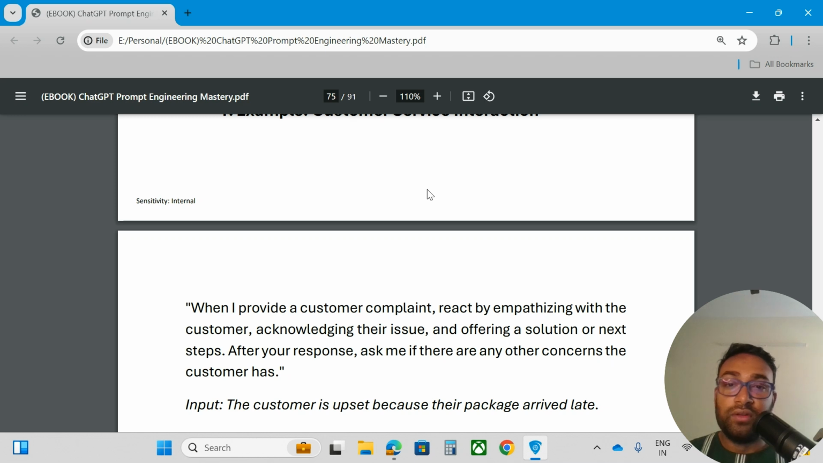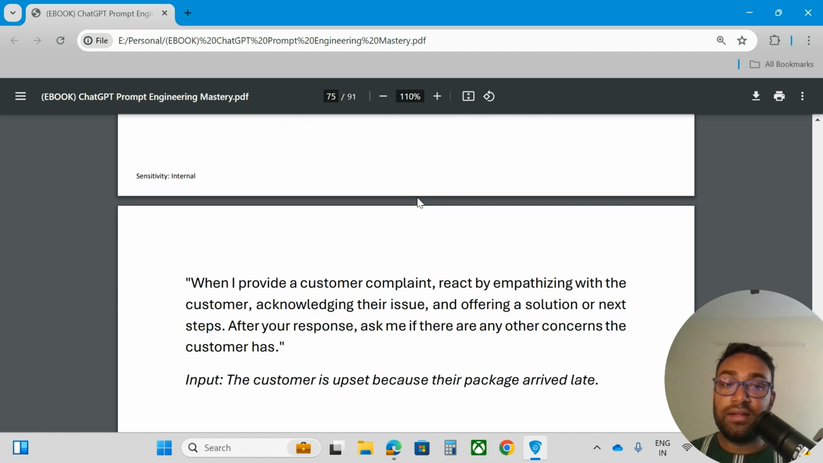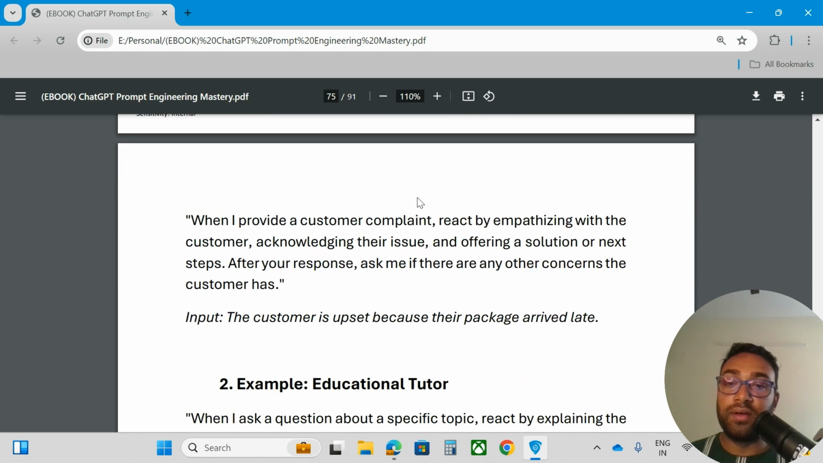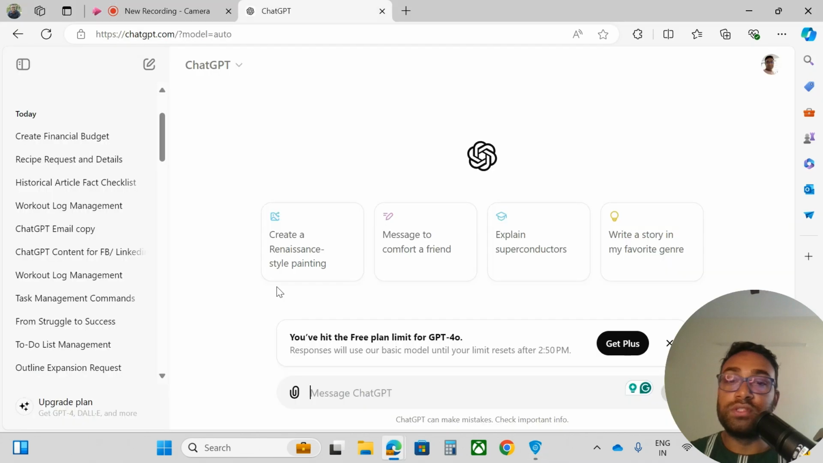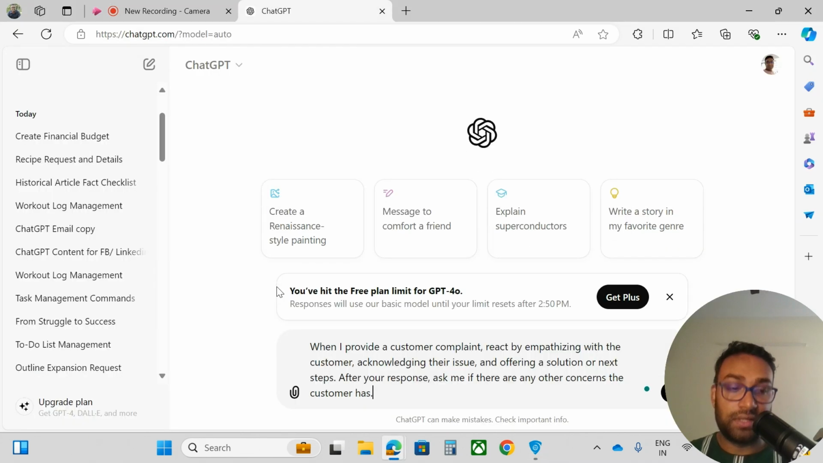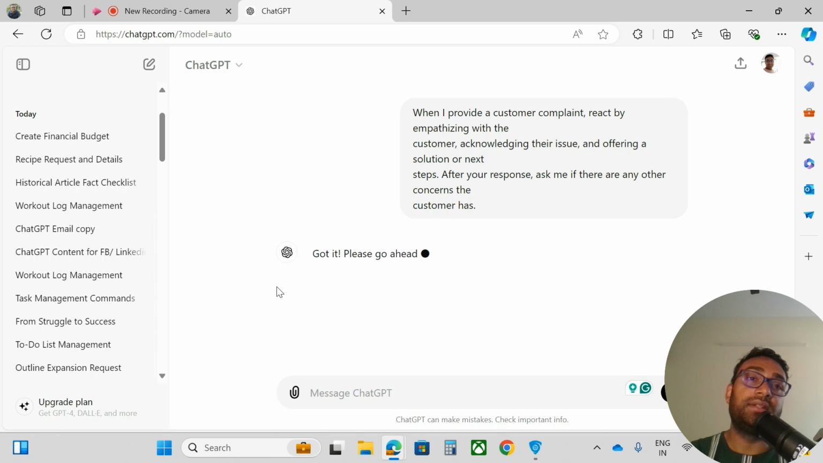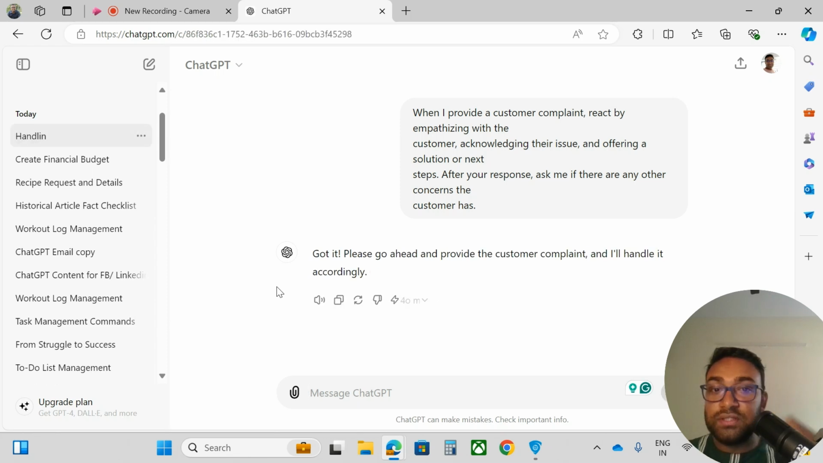Okay, so this is one example, and here is another. Let us practice. The customer is upset because their package arrived late. Okay, this is the issue. How will you handle it? Let us practice this example first. Let me copy it, go to ChatGPT, paste it, and hit enter. ChatGPT responds: Got it. Please go ahead and provide the customer complaint, and I will handle it accordingly.